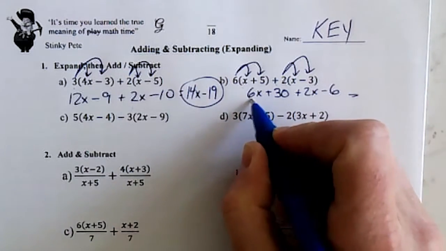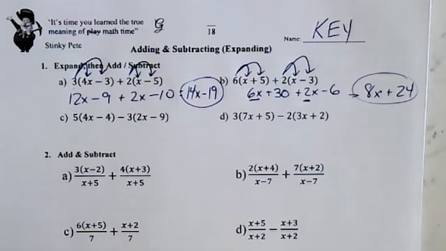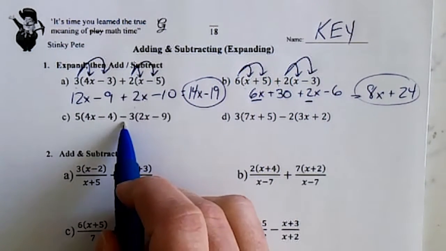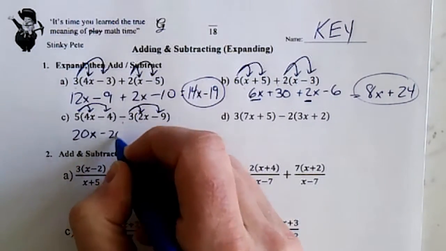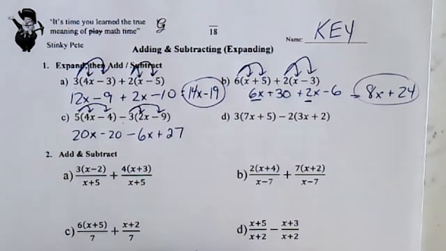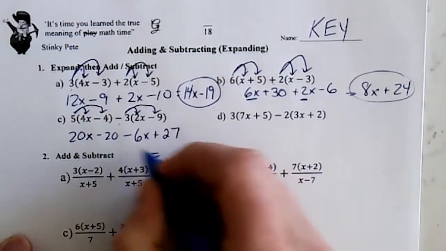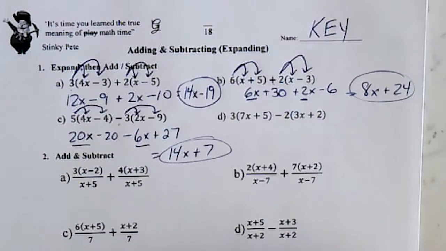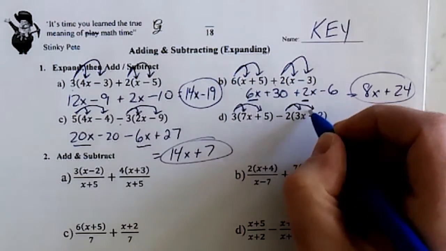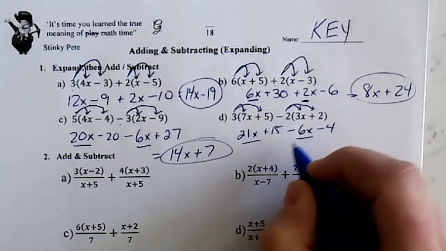Add like terms. We get our answer. Be careful with the negative ones. Negative times negative is positive. Like terms. Put the like terms together.